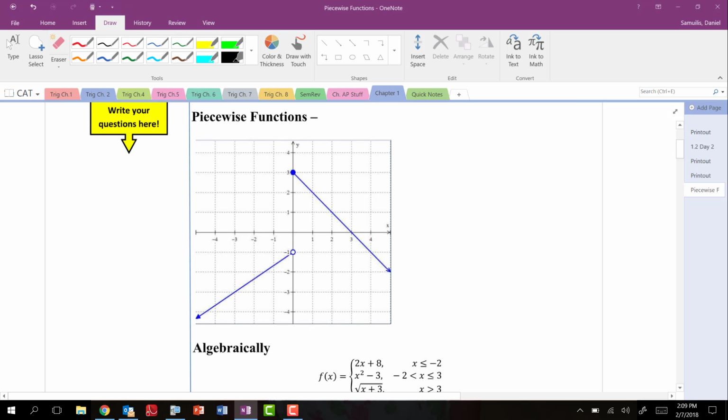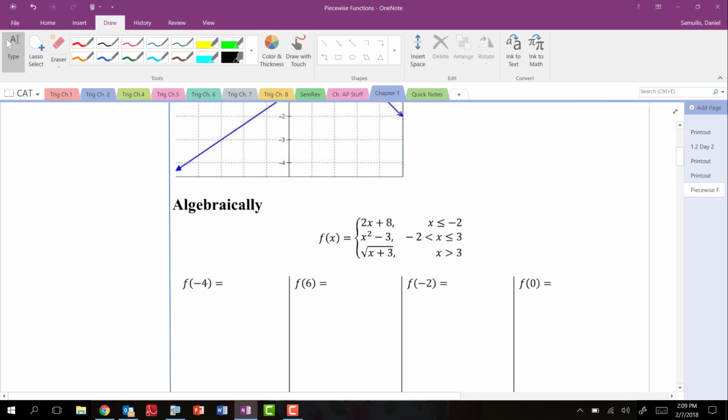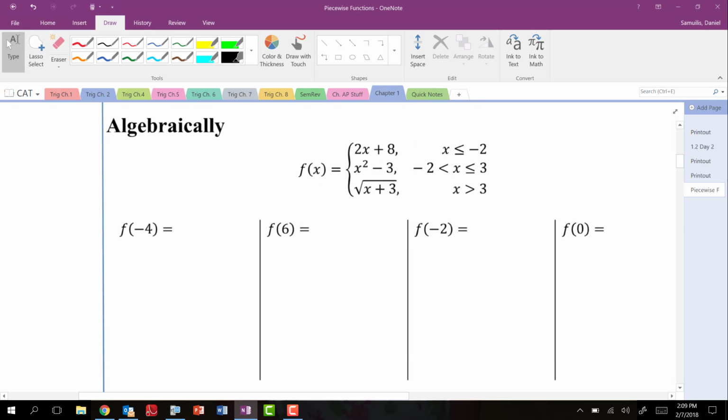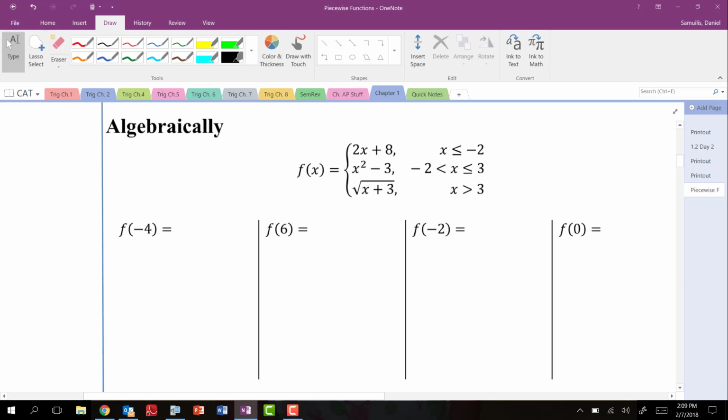All right, so they look like this. They're graphs and pieces. So the first thing, I stole this off the internet. Okay, here's how the piecewise function looks. It is one function, f of x, defined by pieces. That's why it's called a piecewise function.